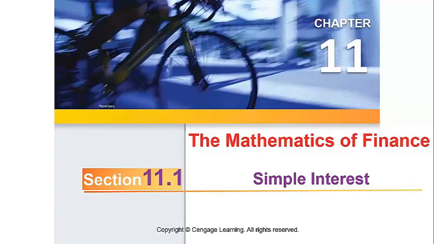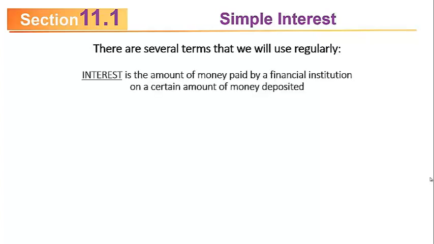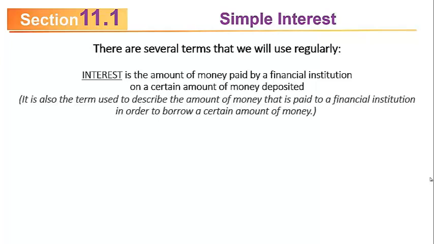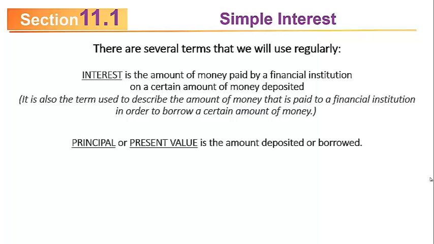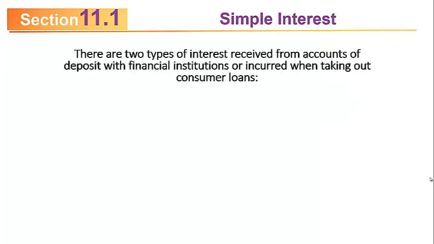Today we'll talk about Section 11.1 on simple interest. There are several terms that we will regularly use. Interest is the amount of money paid by a financial institution on a certain amount of money deposited. It's also used to describe the amount of money that's paid to a financial institution in order to borrow a certain amount of money. Principal, or present value, is the amount deposited or borrowed. And future value is the amount of money that will be in the account after t years. In other words, the future value of the money.